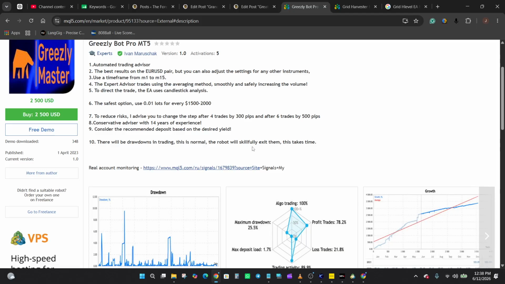Another important note is that the developer openly acknowledges that drawdowns can occur during trading. According to the description, periods of drawdown are considered a normal part of the system's operation, and the EA is designed to work through those periods over time.